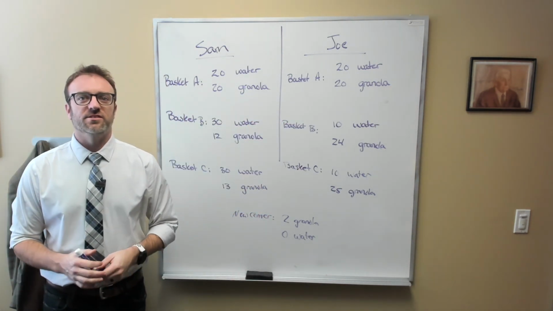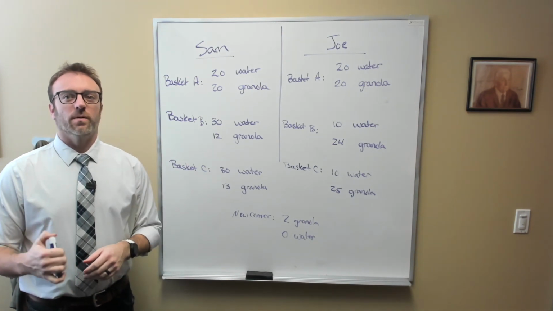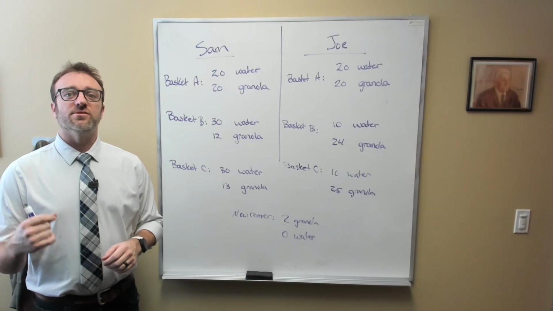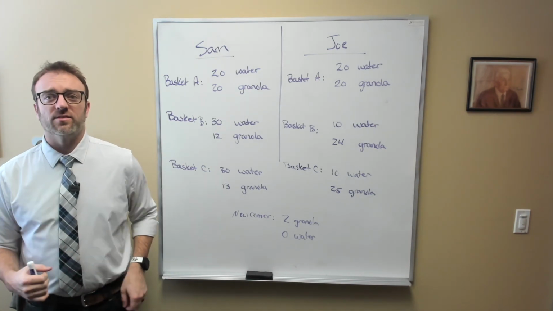The critical idea here is that Sam and Joe both had different personal worths. More formally, they had different values of one good relative to the other.